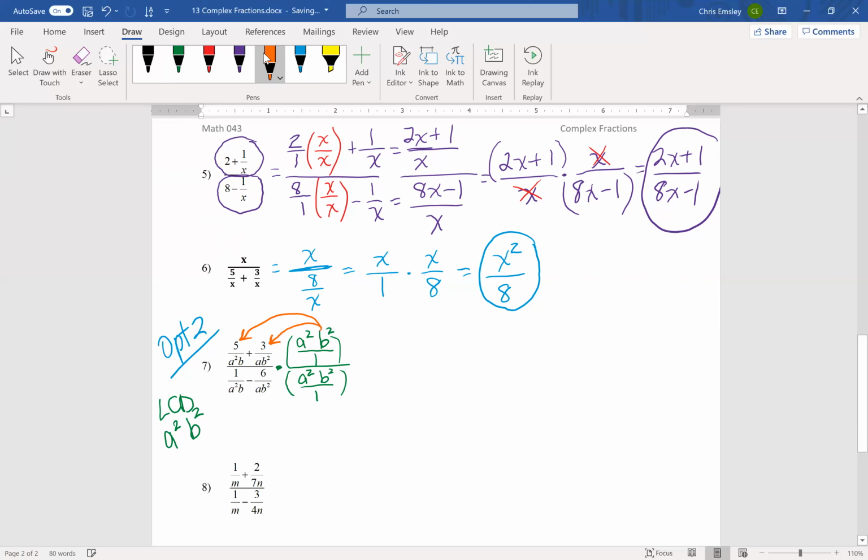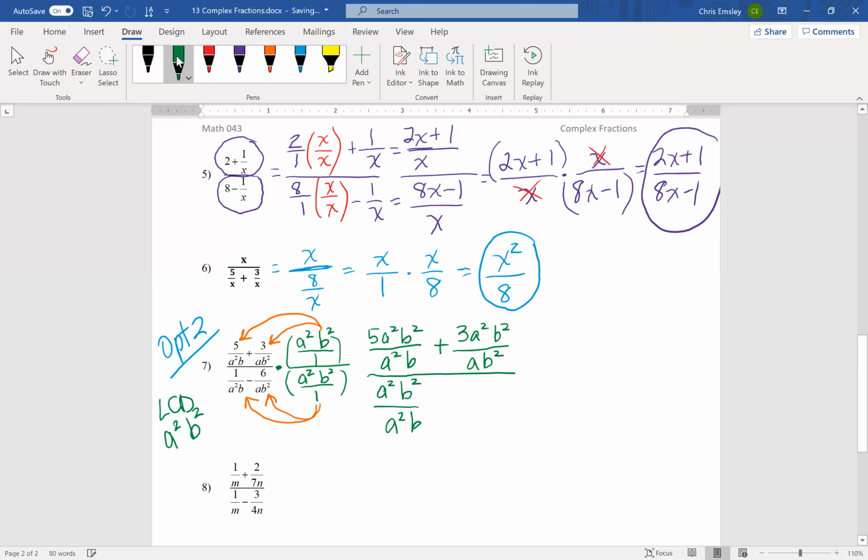Okay, so what we end up on top is 5a squared b squared over a squared b plus 3a squared b squared over ab squared. We'll do the same thing on the bottom. Notice it's only changing the numerators because we're multiplying by something over 1. Those denominators are just getting multiplied by 1, so they don't change at all. So on the bottom, we end up with 1 times a squared b squared minus 6a squared b squared.